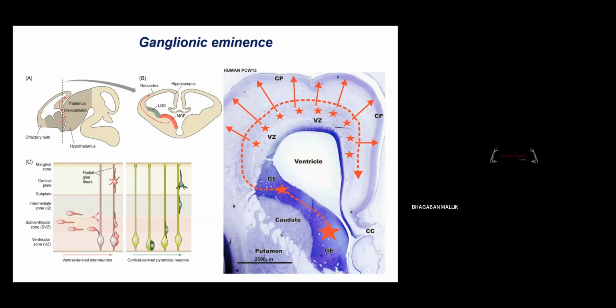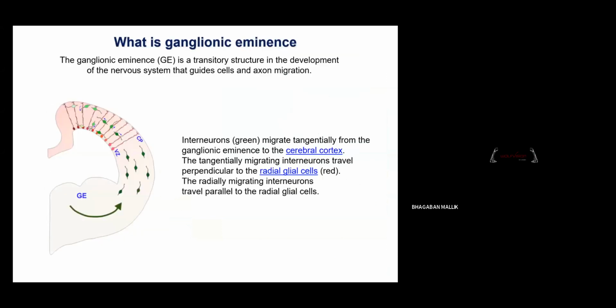Yes. In that image, it looks like the cells migrating tangentially join with the radial ones. Is that what happens? Yes. If you see in this first picture, they migrate tangentially, forming the cortex, and some of the cells also migrate parallel to these radial glial cells. Yeah, they migrate in both directions.